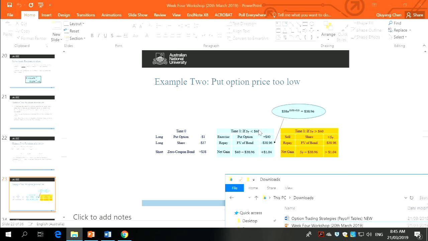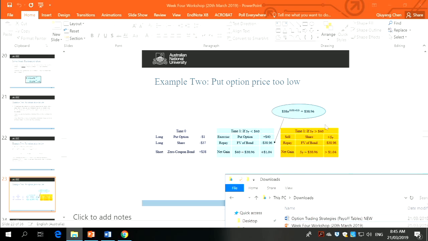And what else do we need to do? Because we short zero coupon bond 1 year ago, right? Now is the time to repay that money. We need to repay this 38 with a bit of interest, 5%. So now we need to repay 38.96, right? So how much profit did you make? You simply sum up this column here. So it's 40 minus 38.96. So you made a profit of $1.04. That's when the share price finished lowish.